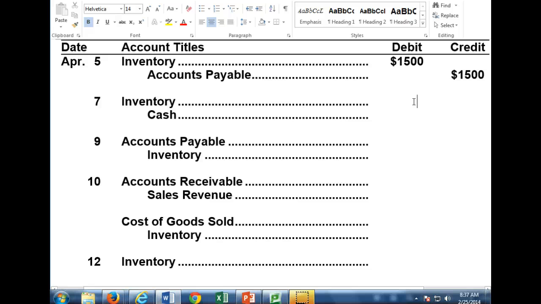So what are we going to do here? Inventory, in this case, is inventory going to get increased? Inventory gets increased $80. And what do we do with cash? We paid for it, so cash gets decreased $80, right? How many agree?